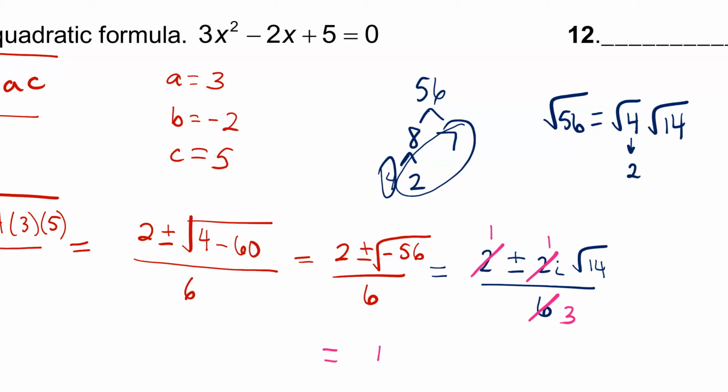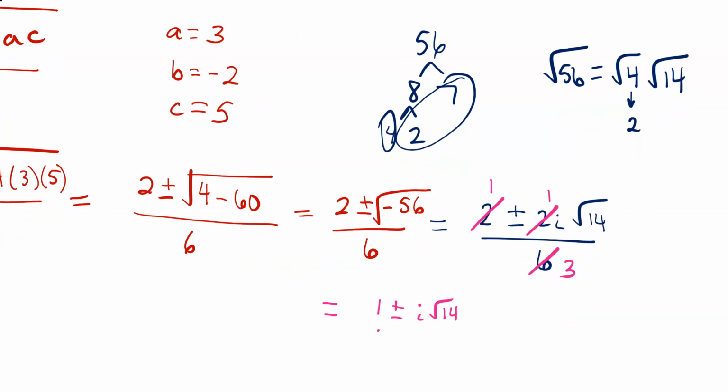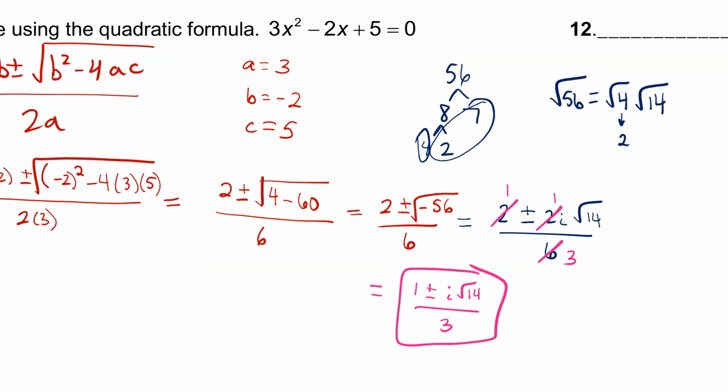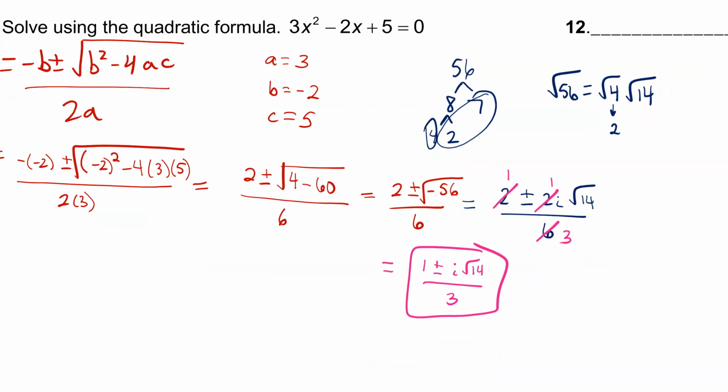So I'll get 1 plus or minus i root 14 over 3. And that would be your whole answer. I don't understand why you don't divide what's inside the... Divide, what do you mean? I don't understand why you don't divide what's inside the... Because root 14 is being multiplied by 2i. All of them have a factor of 2.